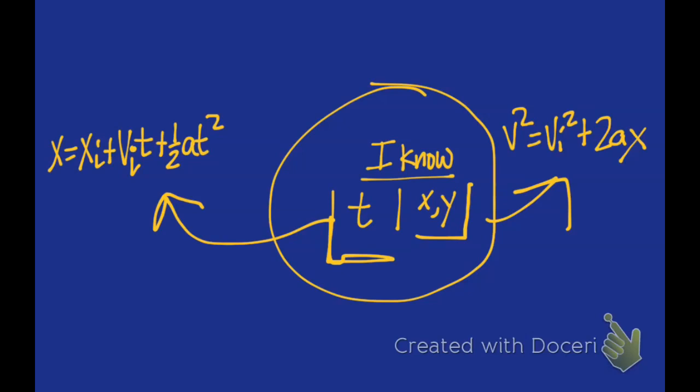Some things to think about: if you know the time, or you're looking for time in your problem solving, you need to use this formula because it includes time. If you only know the displacements but you don't know anything about the time, then you need to use this formula over here because it does not care about time, only distances.